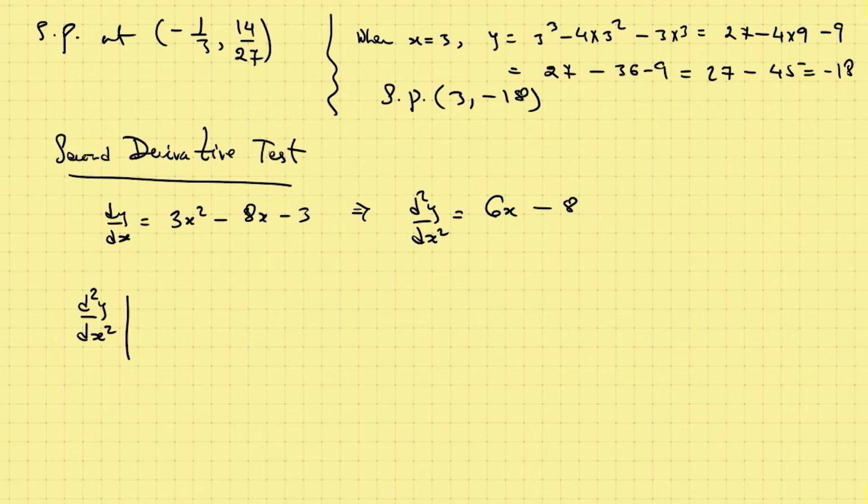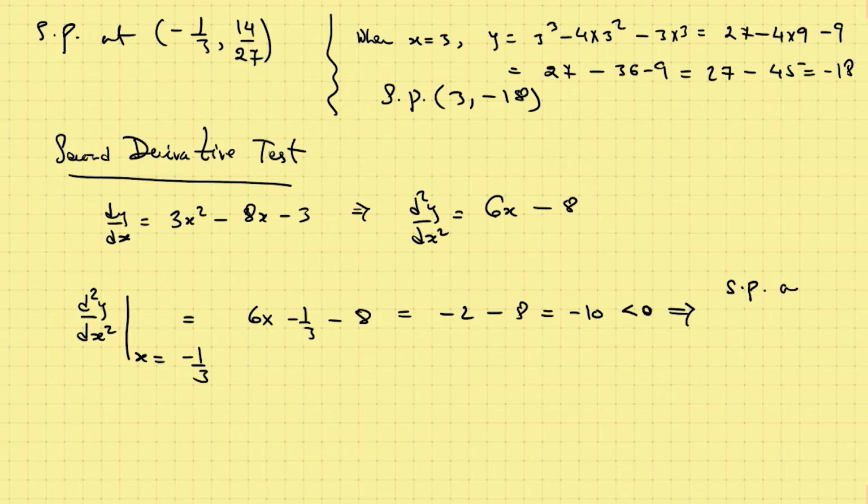So the second derivative at x equals minus a third is going to be 6 times minus a third, take away 8 on the whole thing. So it's going to be minus 2 take away 8, which is minus 10, which is negative, which tells me that the stationary point at minus a third and 14 over 27 is actually a maximum.